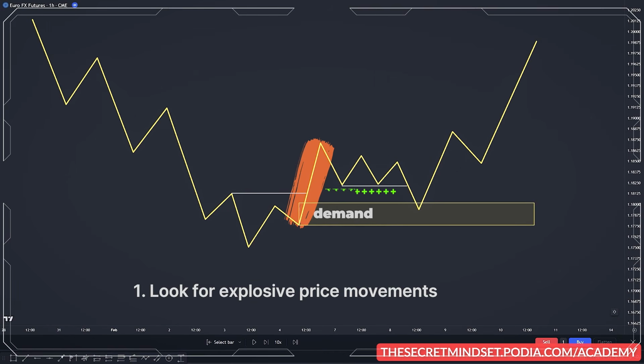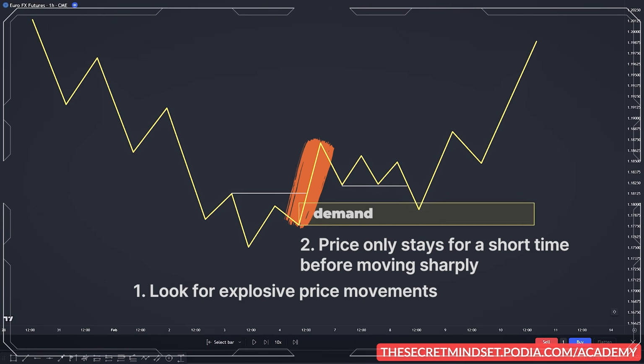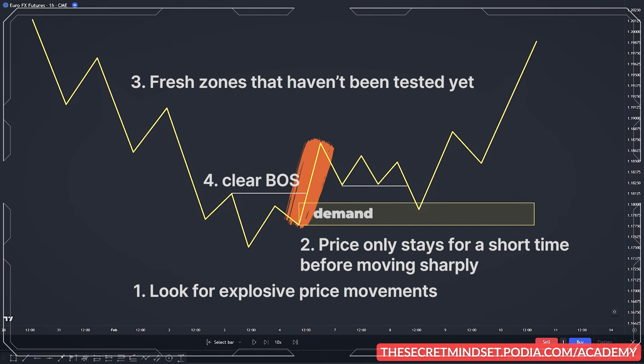So when you're trading with supply and demand zones, remember these key points. Look for explosive price movements. Find zones where price only stays for a short time before moving sharply. Focus on fresh zones that haven't been tested yet. Check for clear breaks of structure. Look for inducement in front of the zone. And consider how fresh the zone is.